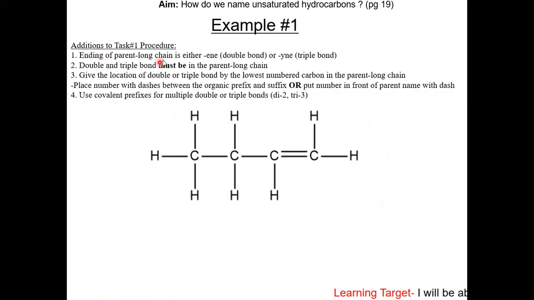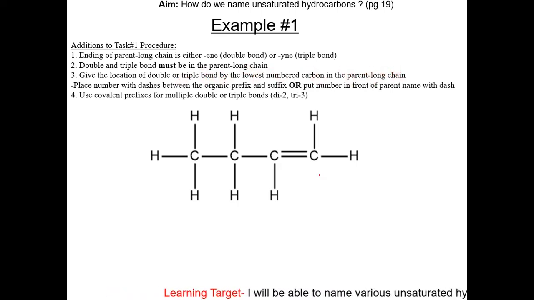Here are the additions to the procedure on naming hydrocarbons. The ending of the parent chain is either -ene for double bonds or -yne for triple bonds. Double and triple bonds must be in the parent long chain. Give the location of the double or triple bond by the lowest number carbon in the parent long chain.